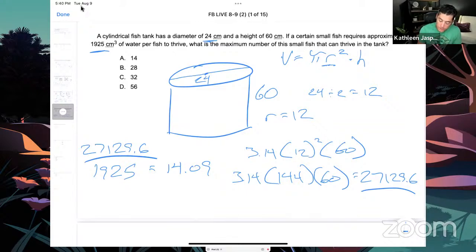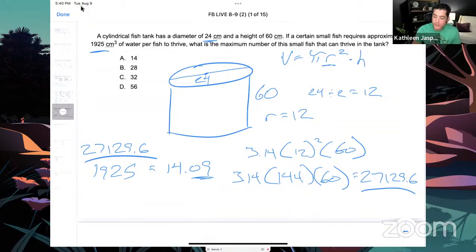Now this one comes out fairly easy because it's 14.09. Now you need this much water for every fish. We've got 14.09. This means that we round down. There's not enough to put 15 fish in this tank because you're not going to have enough water.